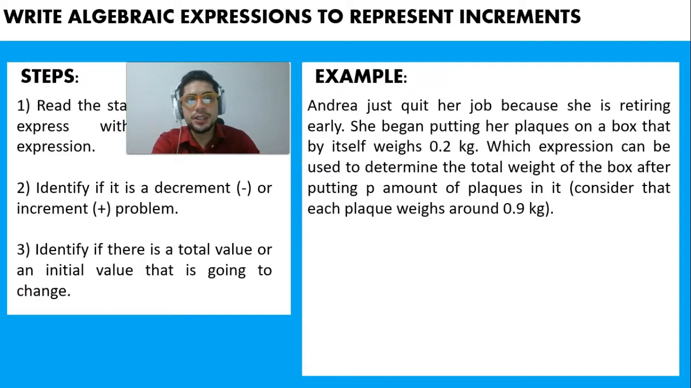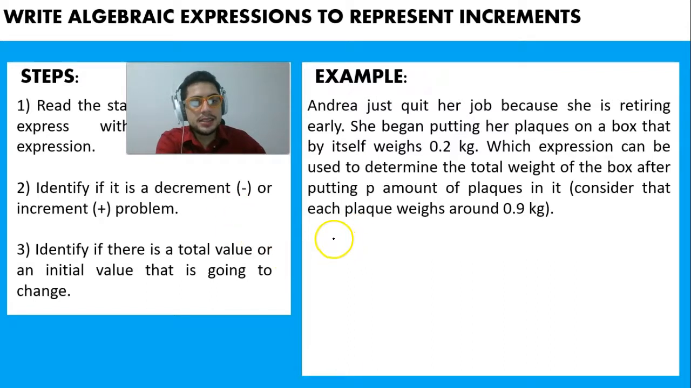Andrea just quit her job because she's retiring early. Good for Andrea. She began putting plaques on a box that by itself weighs 0.2 kilograms. Which expression can be used to determine the total weight of the box after putting P amount of plaques in it? Consider that each plaque weighs around 0.9 kilograms.